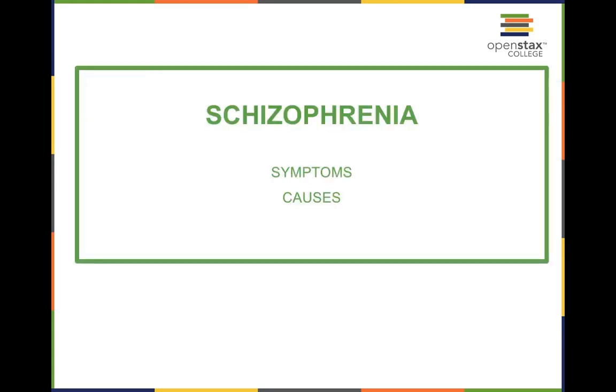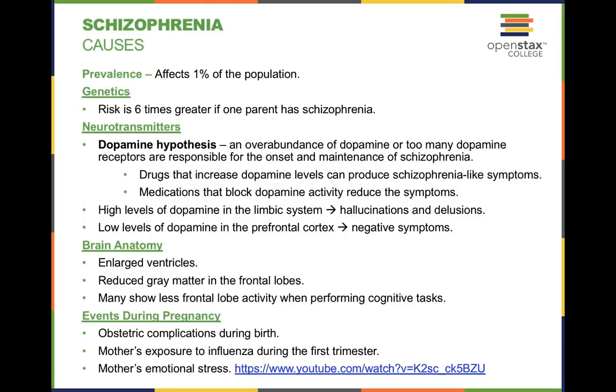Let's move toward schizophrenia. Now, when it comes to schizophrenia and the symptoms, we're going to get to that in a minute. I want to first talk about some causes of schizophrenia. It affects about 1% of the population, and an individual is at greater risk if one parent has schizophrenia. There's a big genetic component when it comes to schizophrenia. As well, what is potentially some of the reasons why we develop it?